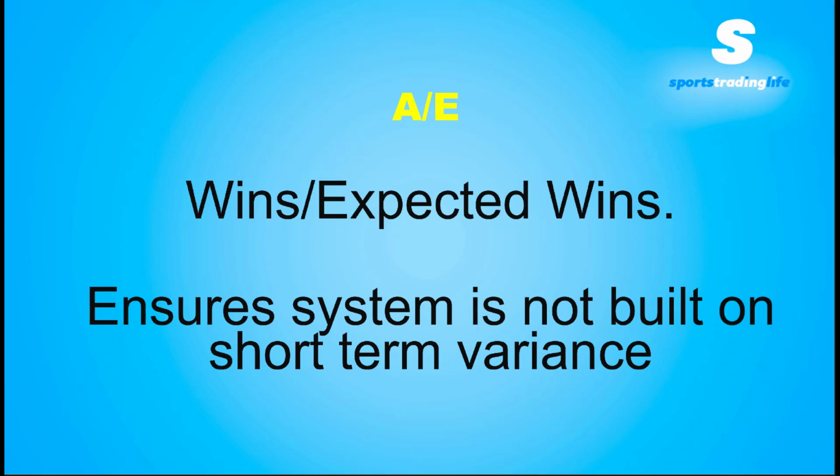Again, it will see how accurate the system is, but also whether or not the system was profitable because of short-term variance. And this is very, very important, because if there is a little bit of a glut of big priced winners within a short space of time, and those winners, let's just say start of the season, you've got a system where you're backing underdogs. Start the season in August, there's a big bunch of underdogs who win, and it helps the system to be profitable, but then the rest of the season starts to revert to the mean. Well, the A&E is going to tell us that.